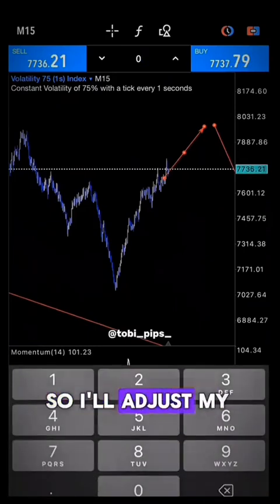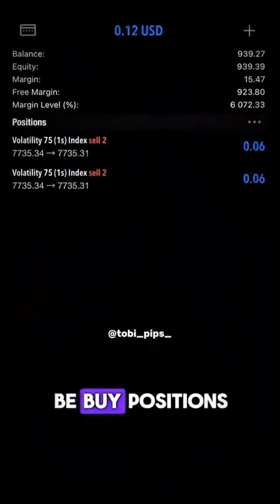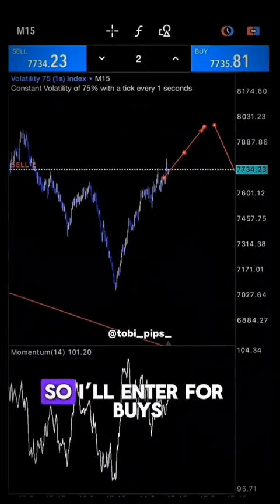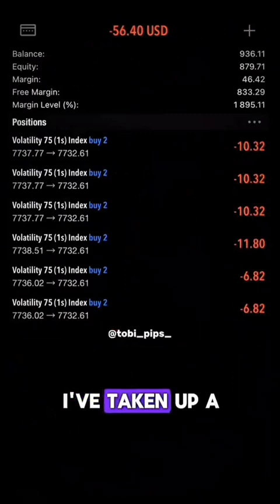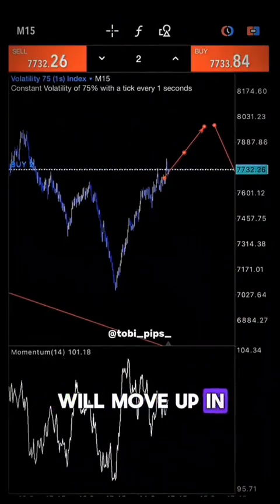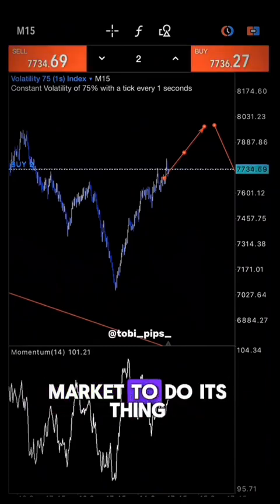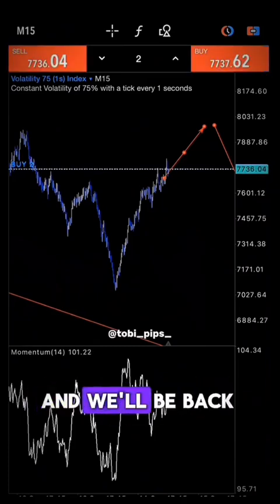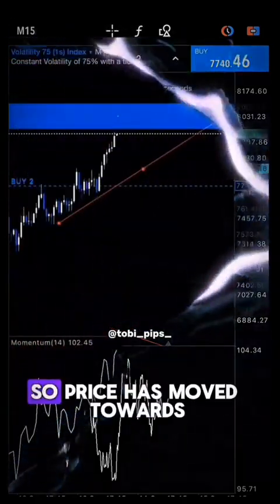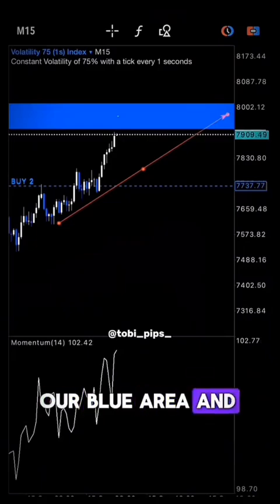So I'll adjust my lot size and enter my positions. Those are supposed to be buy positions, so I'll enter for buys. I've taken up a few long positions, and I believe price will move up in the bullish direction before coming back down. So we'll just have to wait for the market to do its thing, and we'll be back with the results. So price has moved towards our area, our blue area, and we're in profit.